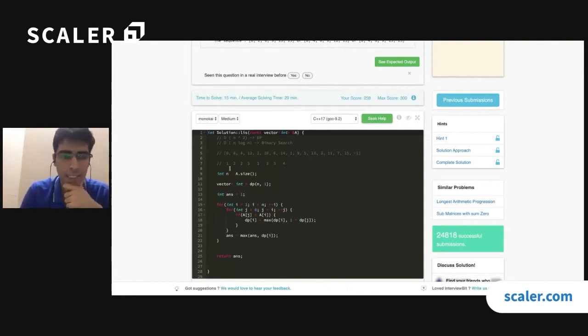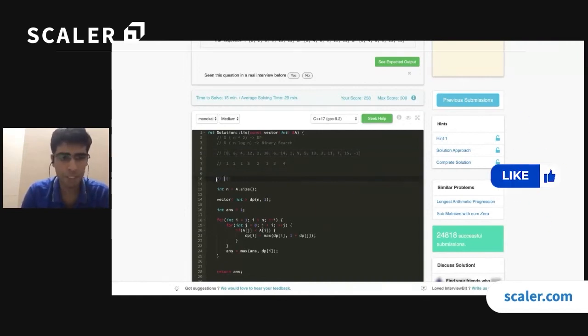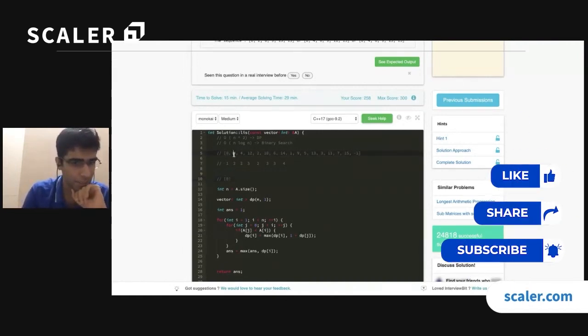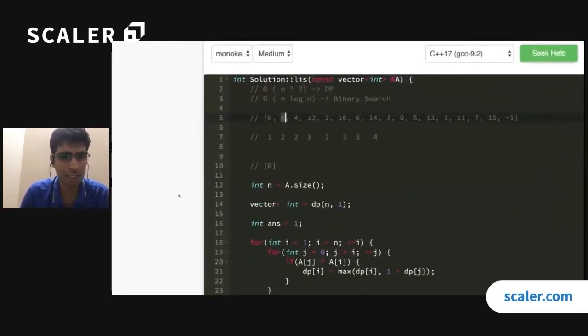Suppose we are trying to create a longest increasing subsequence. When we get a 0, our initial subsequence will be only 0, right? This will be the initial subsequence. Now, when we get an 8, where would you like to put this 8? It makes total sense to put this 8 here.